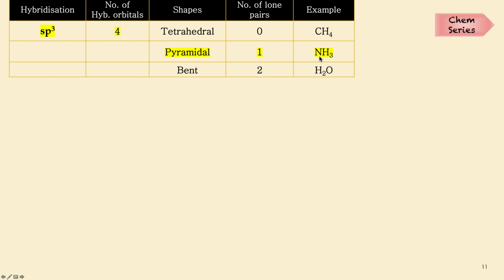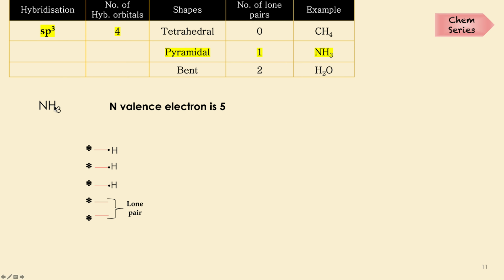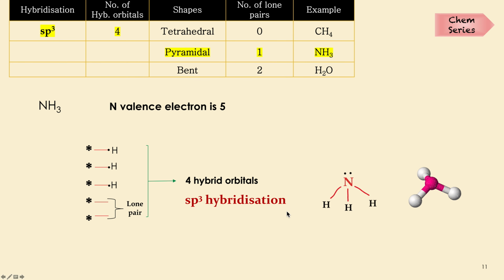Coming to the second example of sp3, that is ammonia. Here nitrogen will be your central atom and its valence electron is 5. So I have written the 5 valence electrons as this, and it has 3 hydrogen atoms which take 3 valence electrons of nitrogen for the bond formation, and the remaining 2 valence electrons of nitrogen will be left out as a lone pair. So there are 4 hybrid orbitals, which is sp3 hybridization. The shape is pyramidal, and the geometry is tetrahedral.